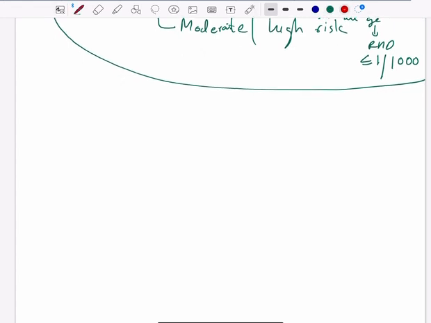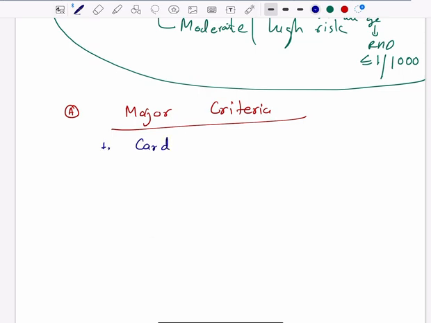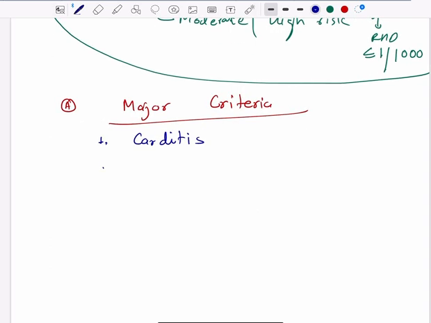First we cover the major criteria. Number one, we have to look for carditis. Carditis is a criterion for both populations, whether low risk or moderate and high risk, as we have already covered. So carditis is one of the main criteria under major criteria. Then arthritis.